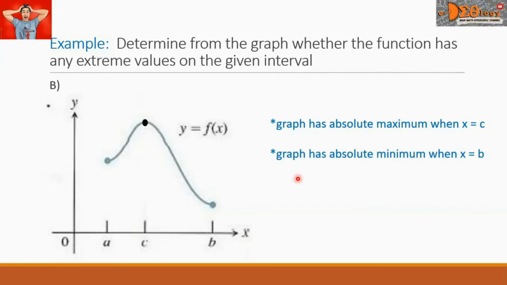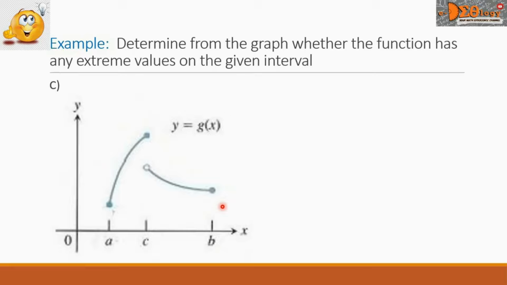Also, we say that the graph has an absolute minimum when x is equal to b. This is the value b. When x is equal to b, we can observe that the graph is at its lowest point. This is the point. This is the absolute minimum.